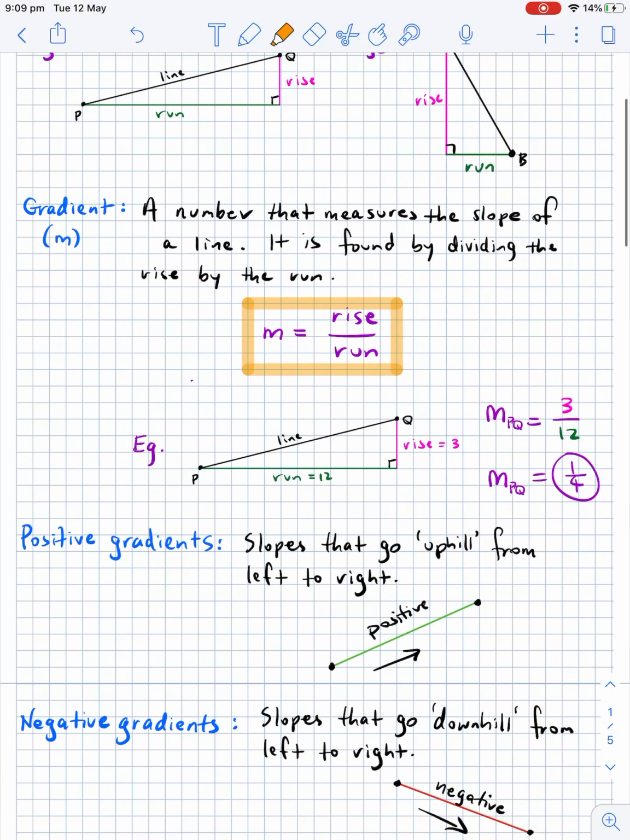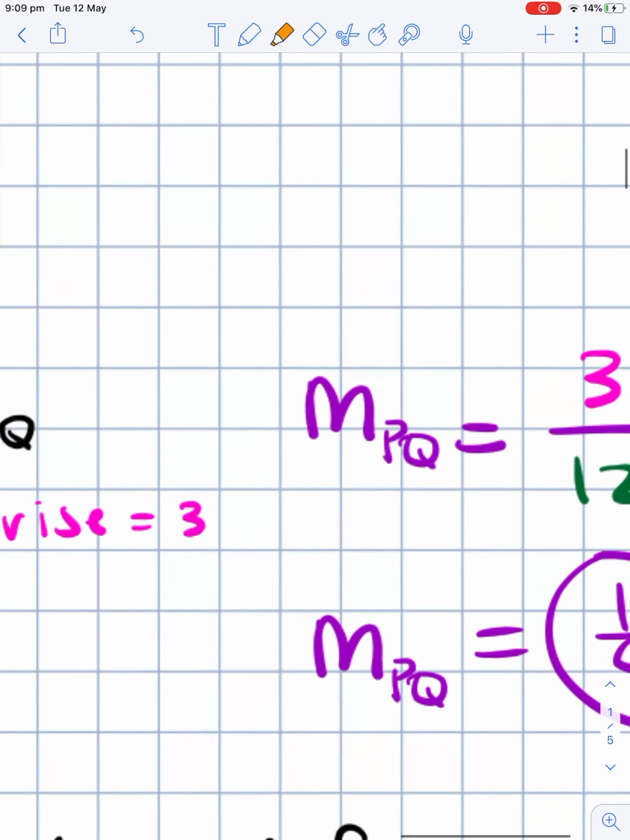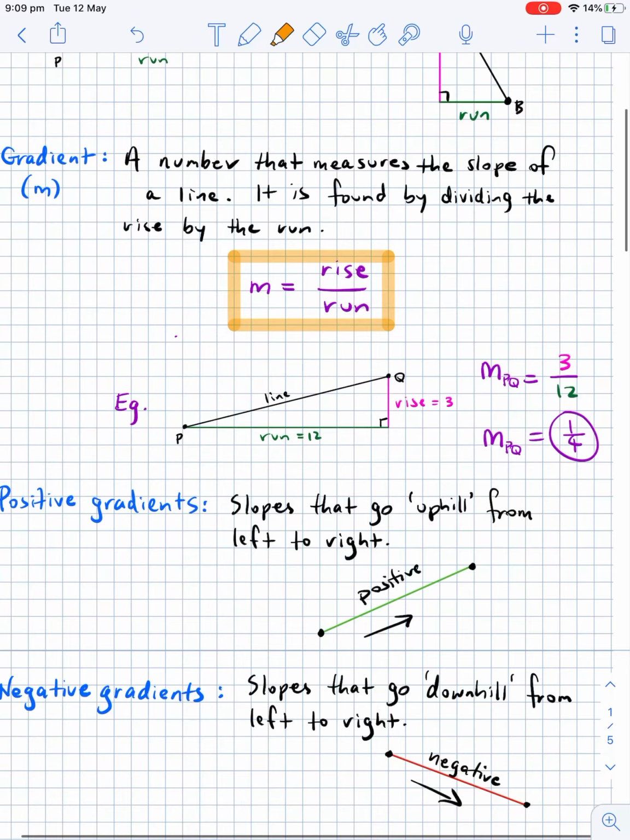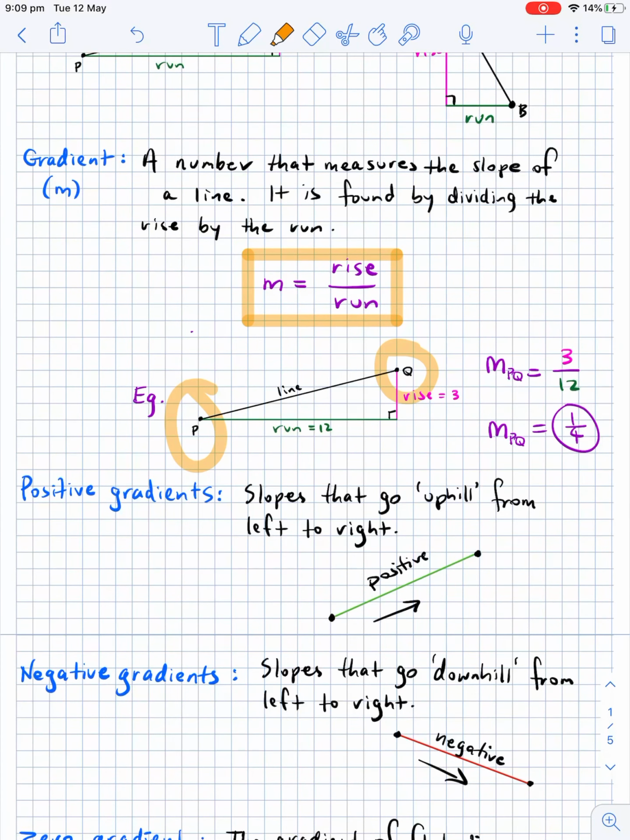So for example, let's consider this line here. We can find the gradient of this line by going rise divided by run. So in this case, we've got 3 divided by 12, and that simplifies to 1/4. Notice here I put M, and next to the M down in the bottom right corner, I've put PQ there to show you that it's the gradient of PQ, because our line, in this case, goes from P to Q. And so our gradient is 1/4.